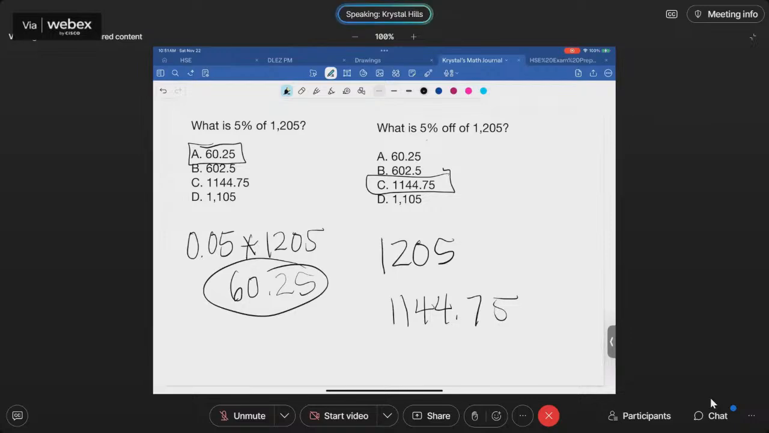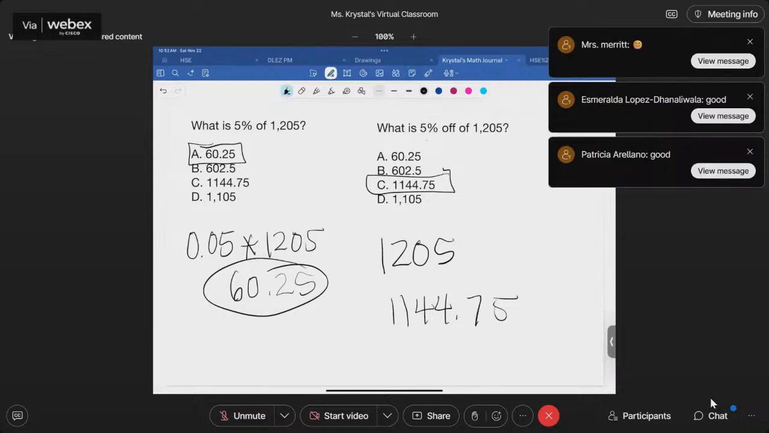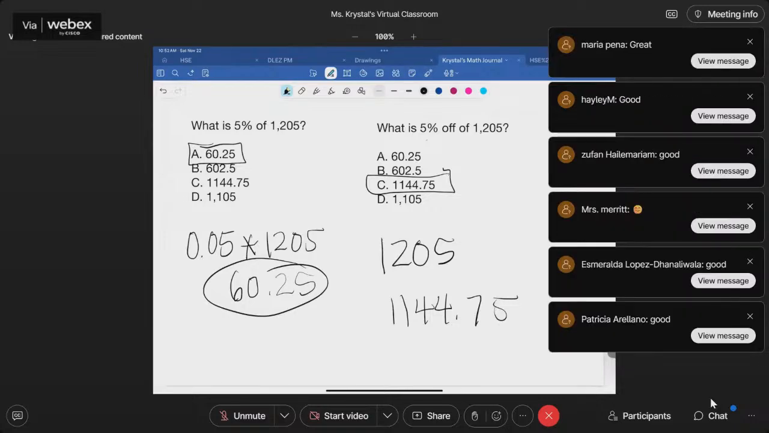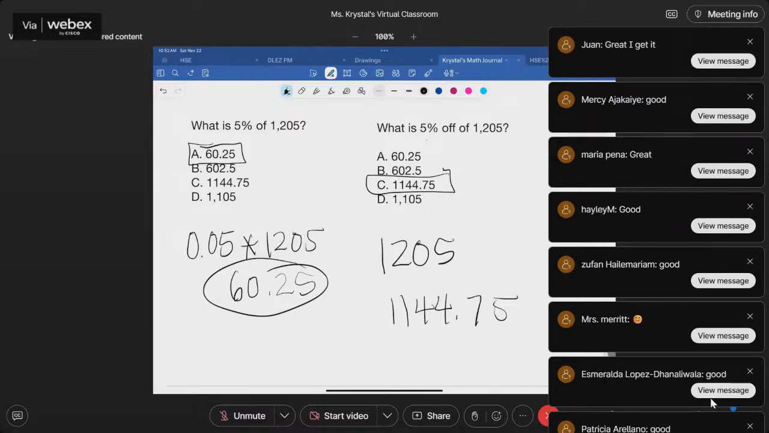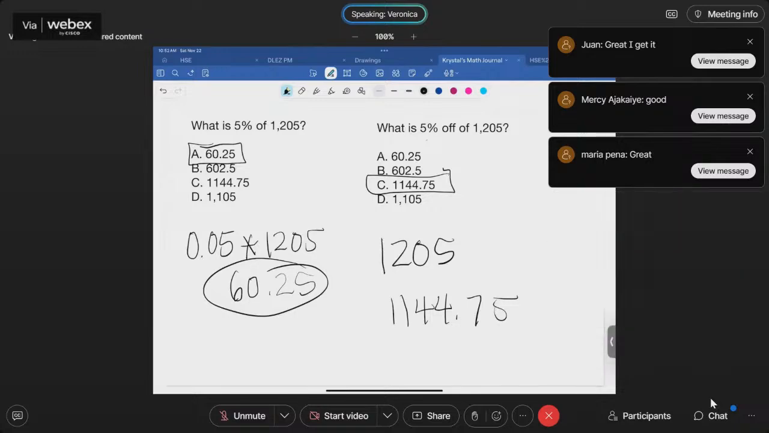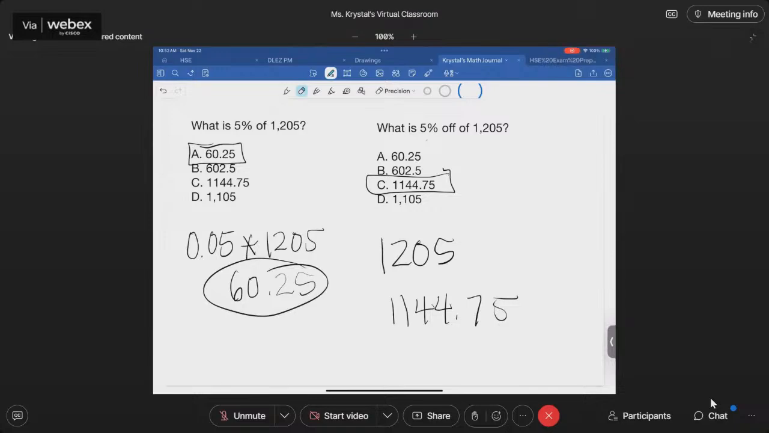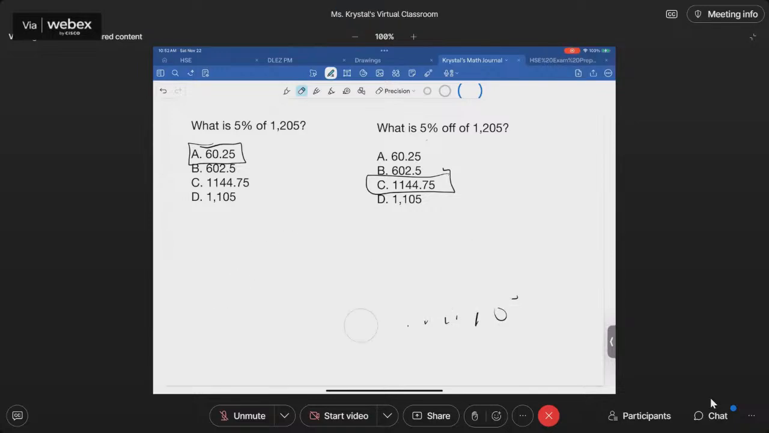How does that feel? How do we know which way to move the decimals, left or right? Good question. Anytime you're dealing with percents and you have to do something, you must change it to a decimal. So changing a percent to a decimal, you move it 2 times.